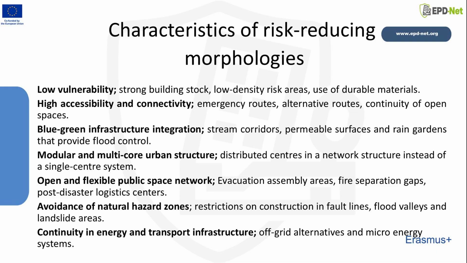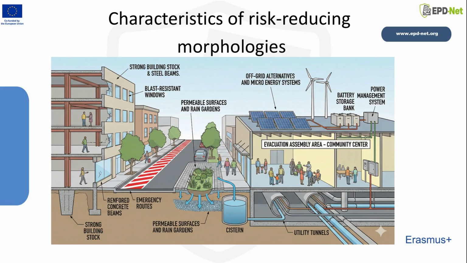Modular and multi-core urban structure, distributed centers in a network structure instead of a single center system. Open and flexible public space network, evacuation assembly areas, fire separation gaps, post-disaster logistics centers. Avoidance of natural hazard zones, restrictions on construction in fault lines, flood valleys and landslide areas. Continuity in energy and transport infrastructure, off-grid alternatives and micro-energy systems.